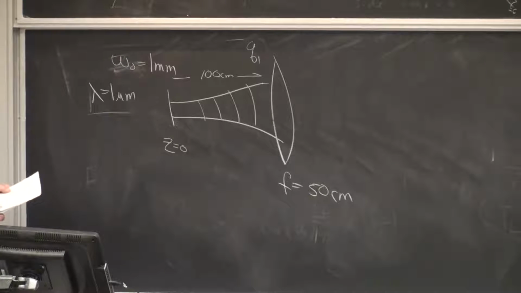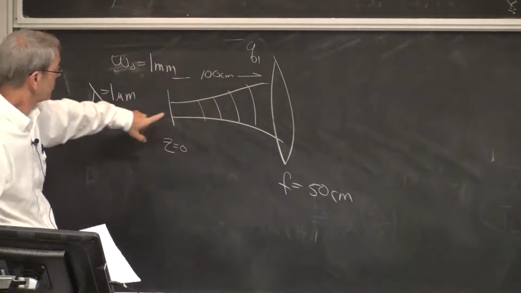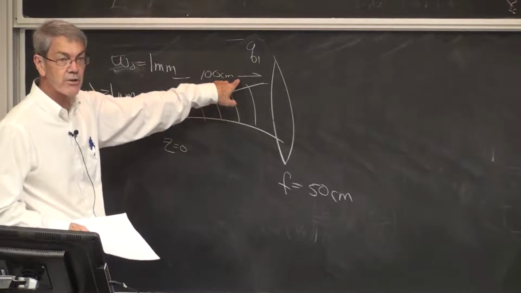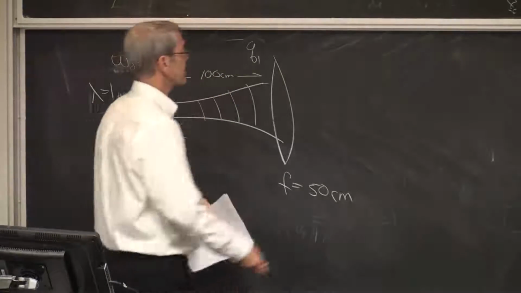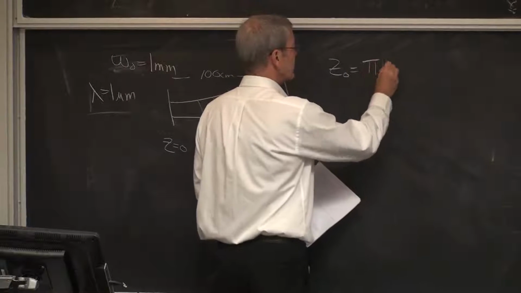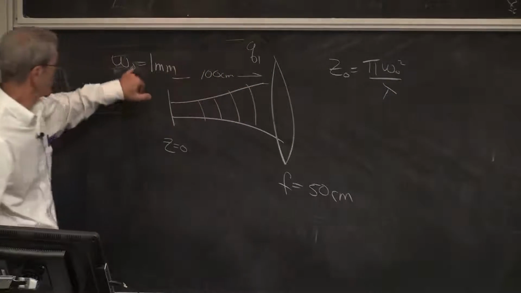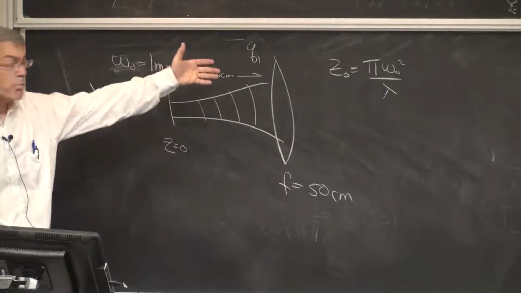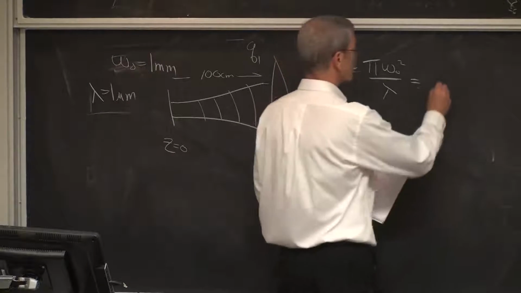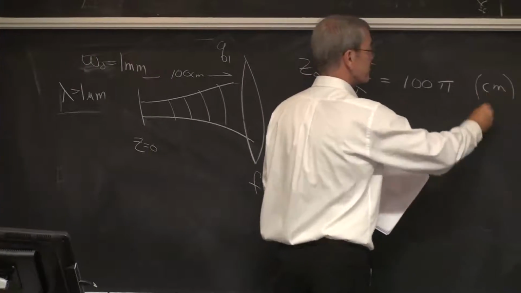So how would I compute this? Well, I have to figure out Q1 right here. So Q1 is going to be Z naught plus 100. Z naught is just pi omega naught squared over lambda. I know omega naught, I know lambda, I know pi. This works out to be, you can do the numbers yourself, I got 100 pi. And the units are centimeters.